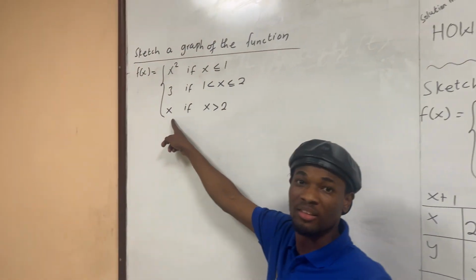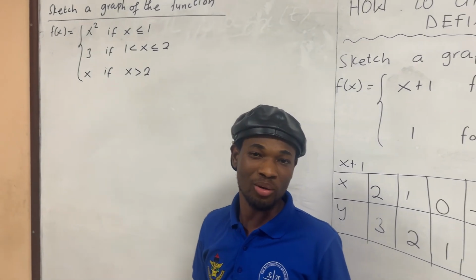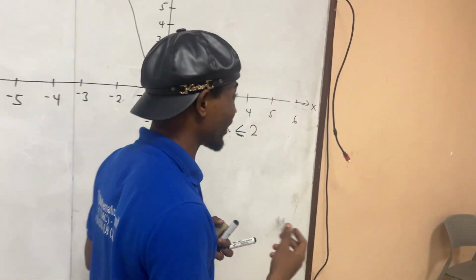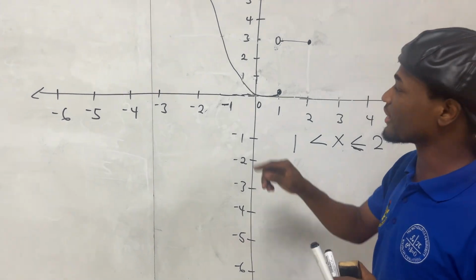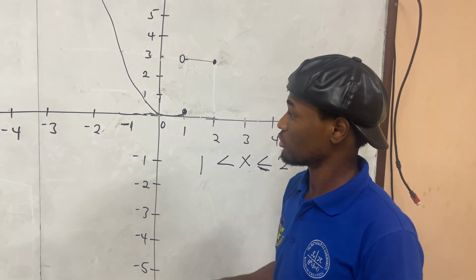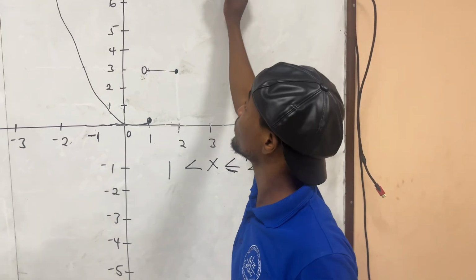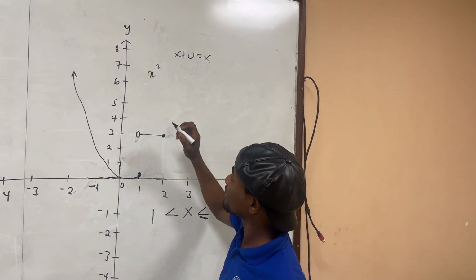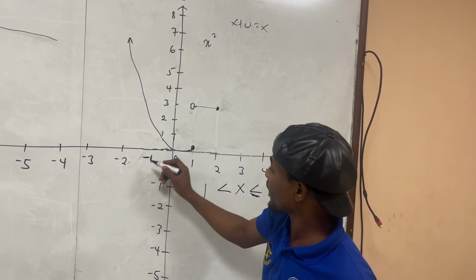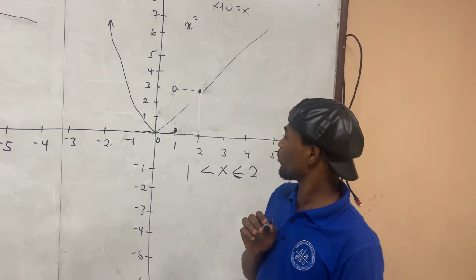Let's consider the last one. We have x, in other words x plus 0. This is a linear function. Whenever you have a graph of that nature, it is just a simple straight line from the origin. So it's like x plus 0, that's it, which is equal to x. This is the nature of the graph, something like this, then like this, as simple as that.